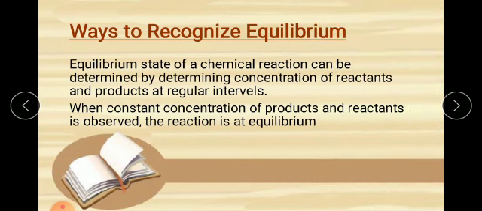Okay, so the equilibrium state of a chemical reaction can be determined by determining the concentration of reactants and products at regular intervals. When constant concentration of products and reactants is observed, the reaction is at equilibrium, as I have told you in the previous example.